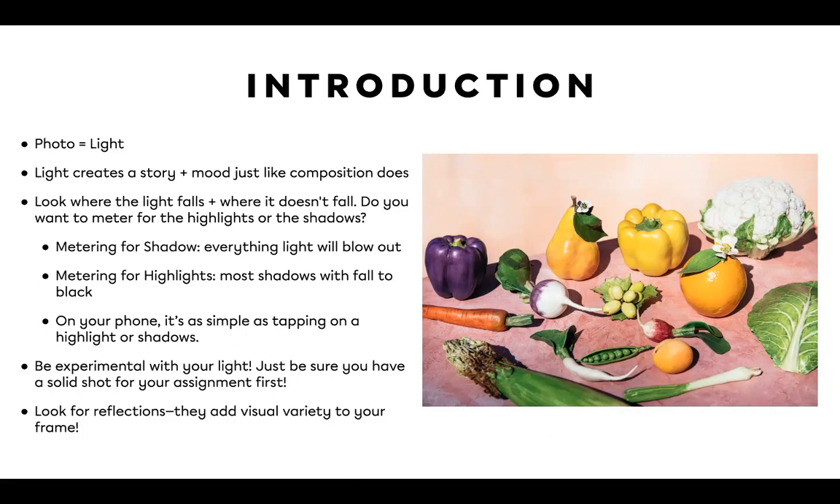You can pick to meter, and meter is your measurement of light. You can pick to meter for shadows, or you can choose to meter for highlights. You can easily do this on your phone by tapping in certain areas of your screen that are light or dark. When you meter for your shadows, everything light is going to blow out. It is going to get super bright and contrasty. The opposite will happen if you meter for your highlights. A lot of the shadows are going to fall to black.